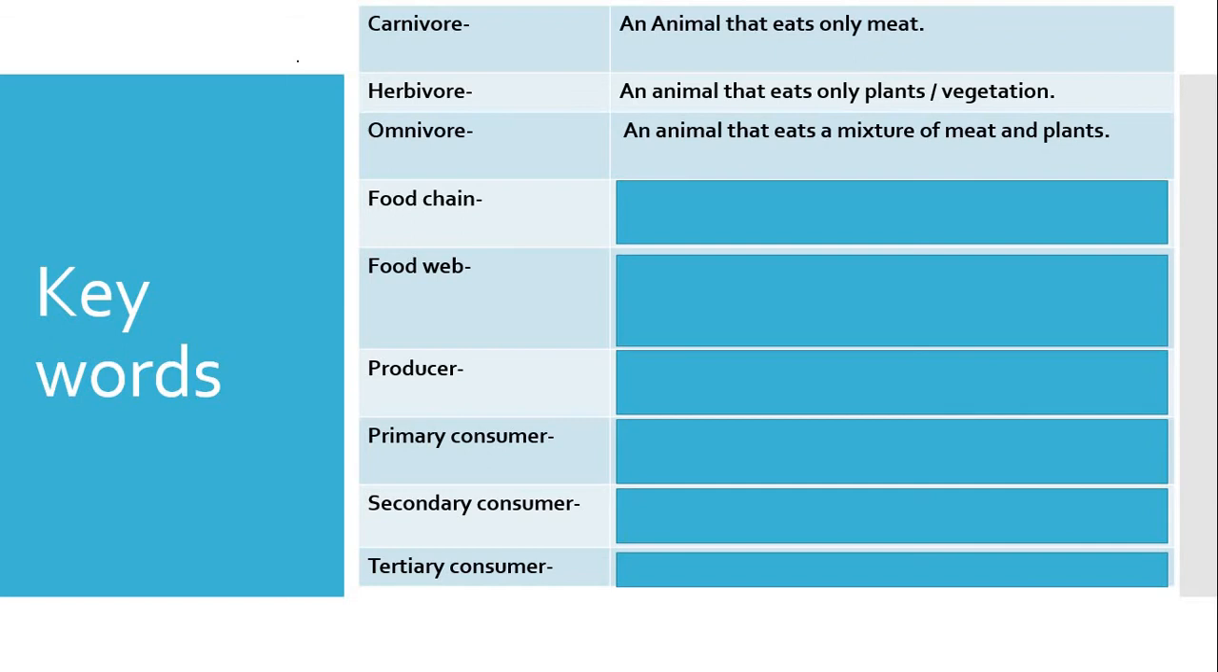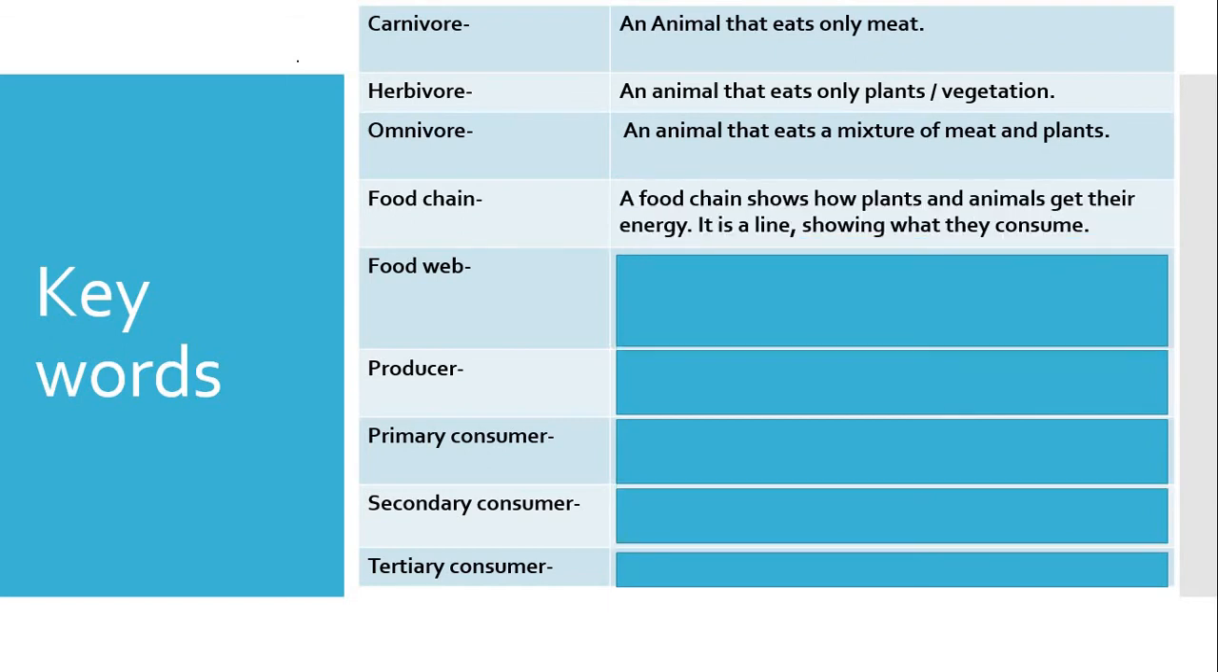Okay, welcome back. So let's have a look at what we got. A food chain. This is essential to what we're looking at today. A food chain shows how plants and animals get their energy. It is a line, it's linear, showing what they consume, so what they eat. So it's basically what eats what to create its energy to survive.